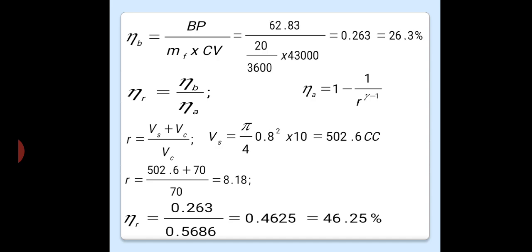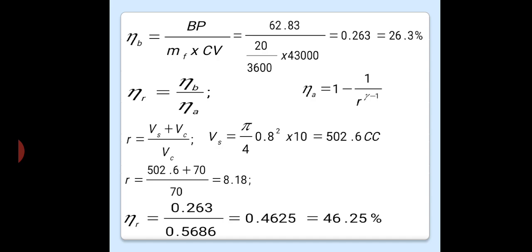Now once you know the value of compression ratio, you are going to calculate the air standard efficiency. Air standard efficiency is 1 minus 1 upon the value of r, 8.18, raised to 1.4 minus 1. So you got the air standard efficiency 0.5686. Now we have the relative efficiency formula, which is equal to brake thermal efficiency upon air standard efficiency. Now you substitute the values of brake thermal efficiency and the air standard efficiency.